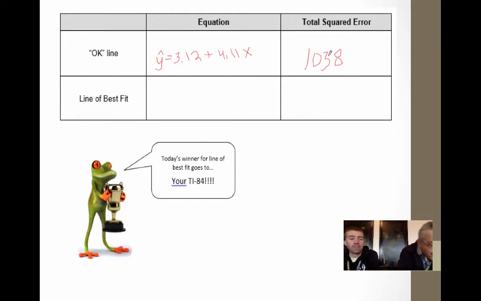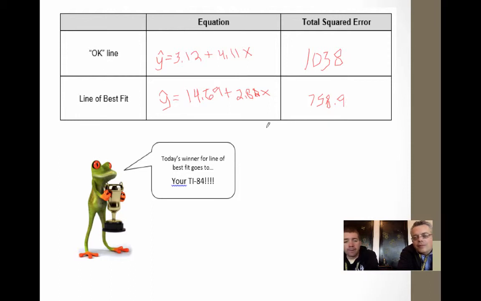The line of best fit is y hat equals 14.69 plus 2.82x. That's what our calculator gave us. And the total squared error is a slim 758.9.